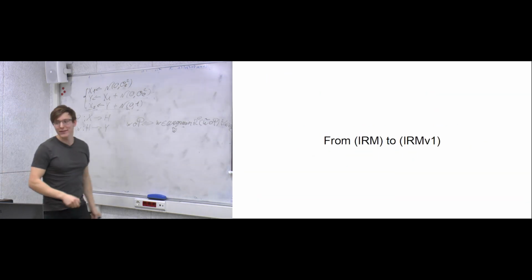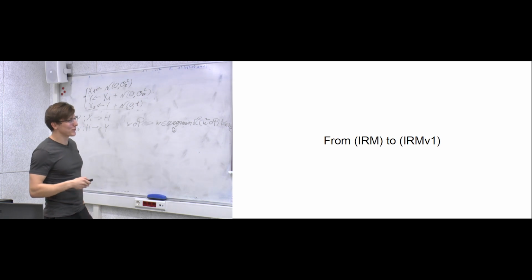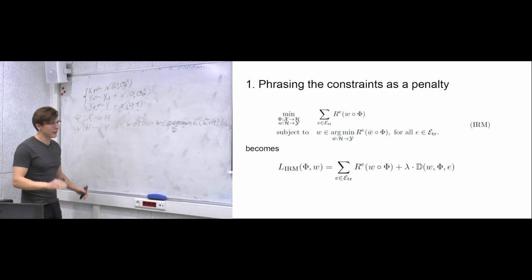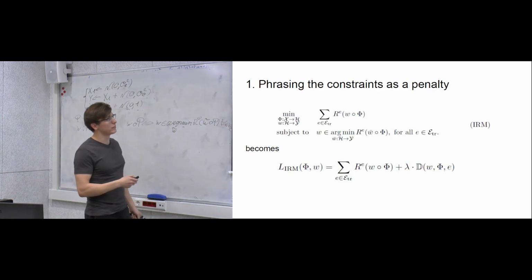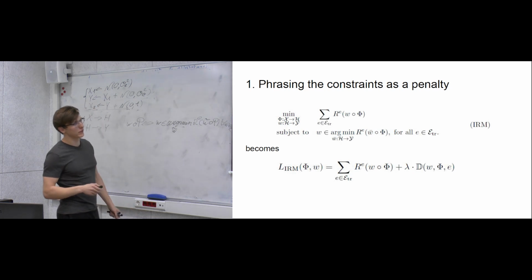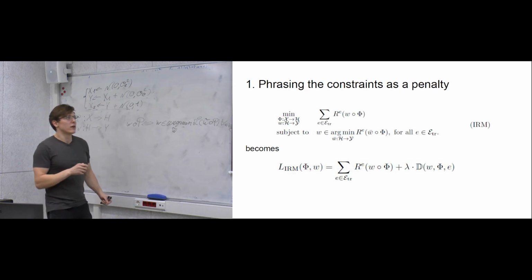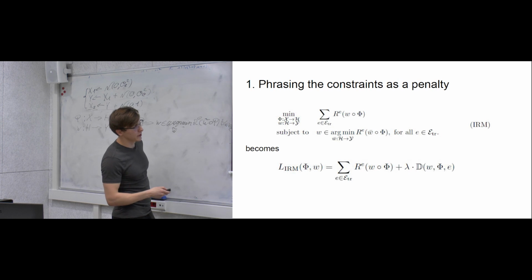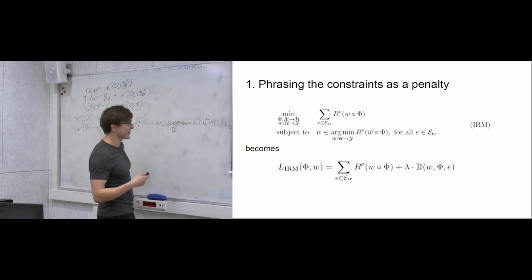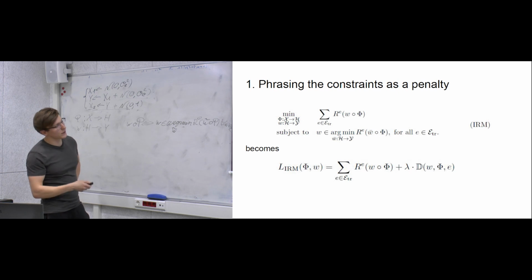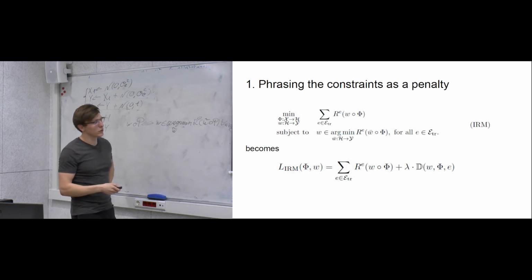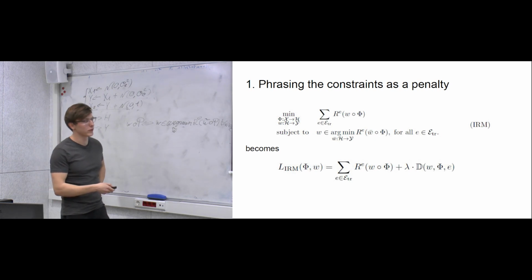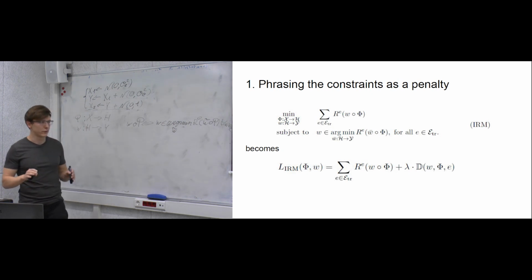And we're coming to the trip from IRM, from the classical formulation to the practical one. The first step will be very simple. We will just rewrite our constraint optimization problem into a soft constraint problem, which is just penalized with some regularizer. This regularizer is penalizing us from being not optimal in environment e. And we assume that it's a nice, differentiable function, etc.